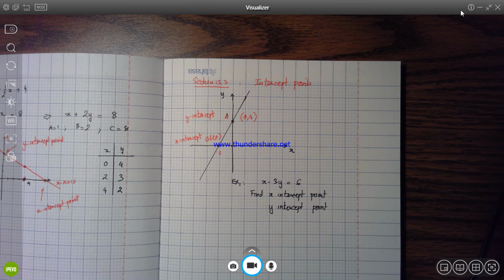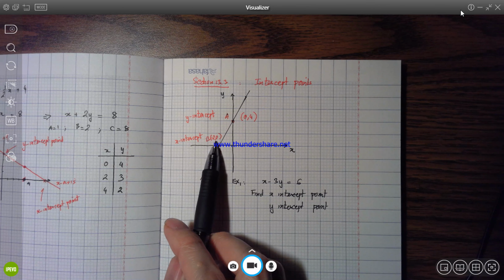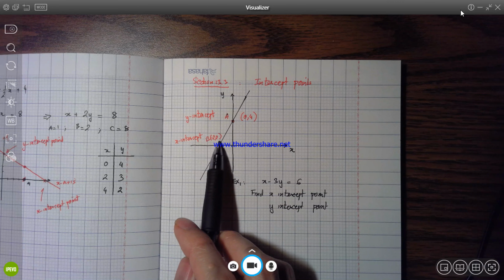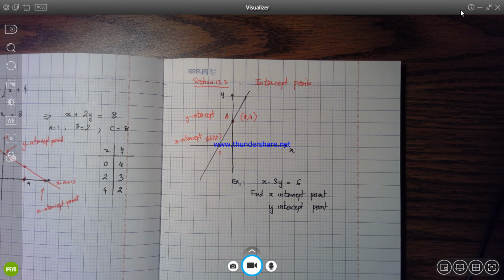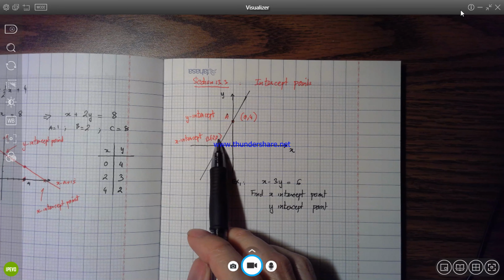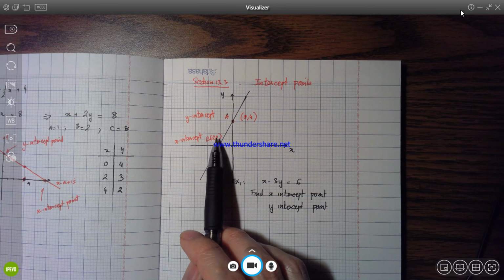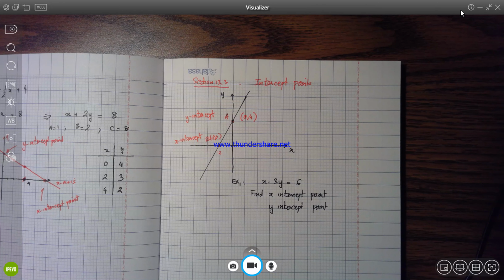Alright, so how are we going to find the x-intercept point? You see that every x-intercept point in this graph has a y component of 0. So it means that in order to find the x-intercept point, you set y equals 0, then you solve for x.